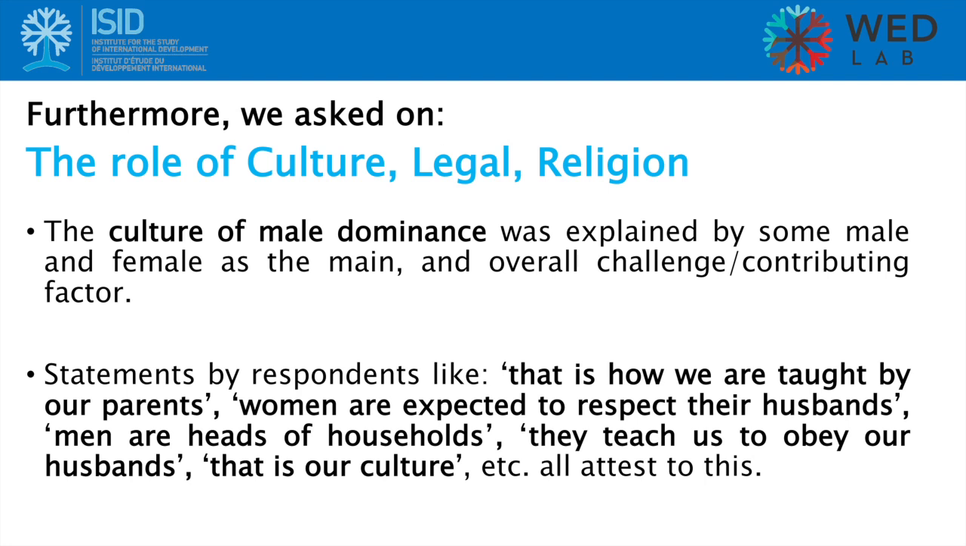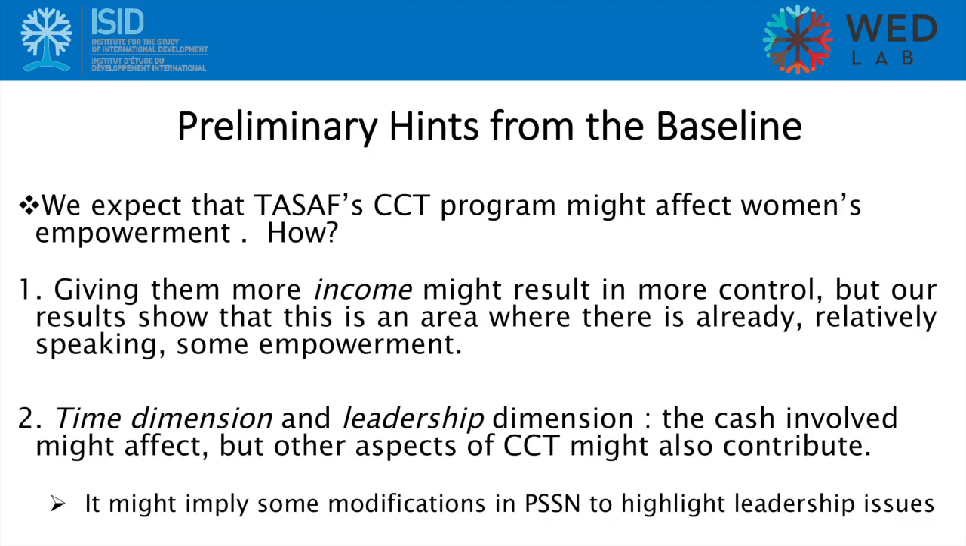Our families teach us to obey our husbands, and so on. You get a lot of some of these answers. So now, whether cash that you're giving over a period of 18 months will change this may not work, all right? So the hints from the baseline basically say that income might result in more power, yes, but relatively speaking, we have some empowerment. It seems time dimensions and leadership dimensions are important.